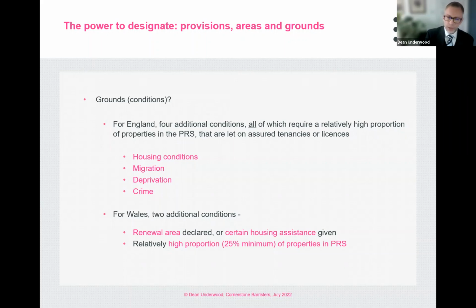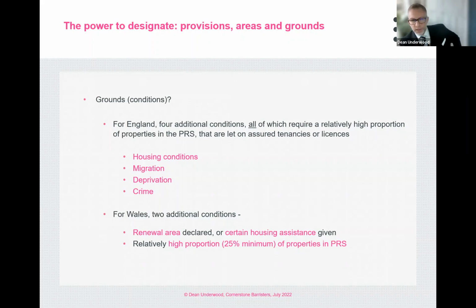Now, currently, there will be a relatively high proportion of properties in the PRS if the PRS makes up 20% or more of the total housing stock in the local housing authority's area. But local housing authorities are encouraged in guidance to consult the most recent housing surveys to see what the current proportion of the PRS is to the total housing stock in England generally, and indeed in their area.